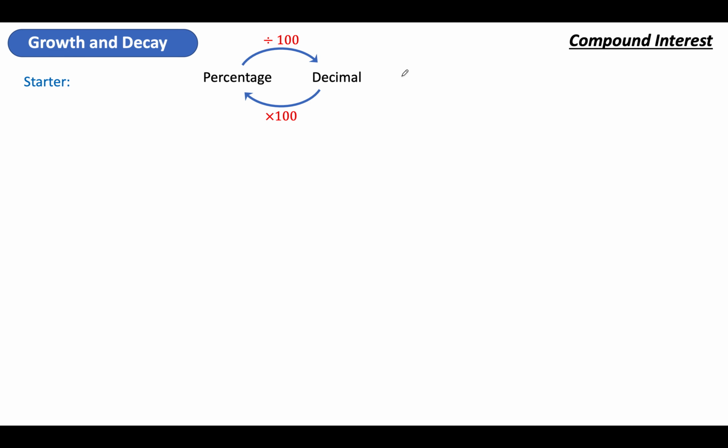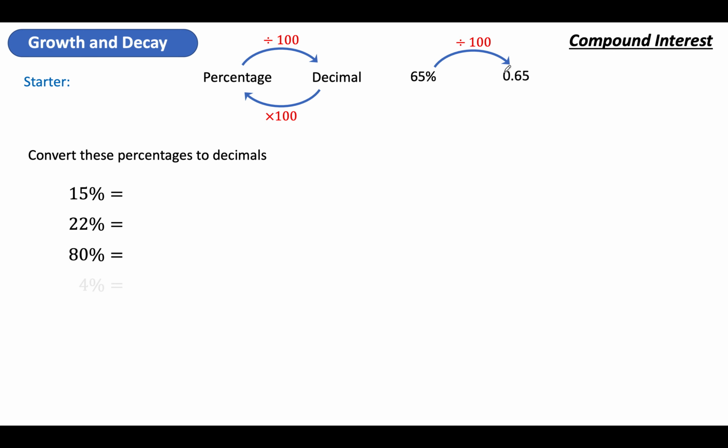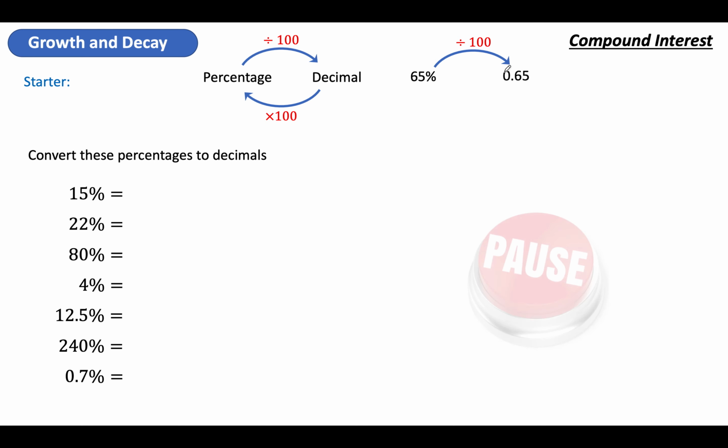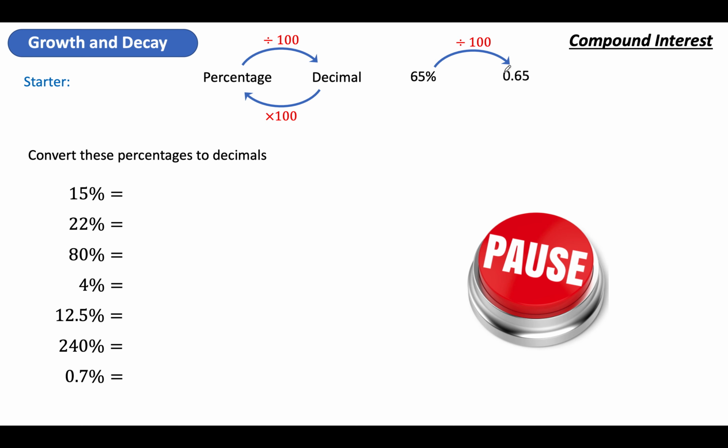For example, if I wanted to change 65% to a decimal, I would divide it by 100. So I make it two places smaller. Shouldn't really need a calculator for that, hopefully. And so it would be 0.65. That's exactly what I want you to do with these percentages down here. Write them down on a bit of paper. Shouldn't take you too long, hopefully. There's our starter. Pause the video and unpause when you're done.